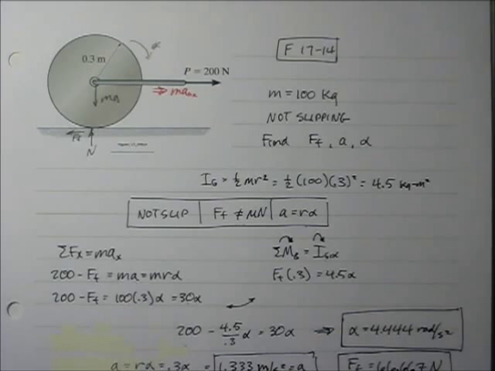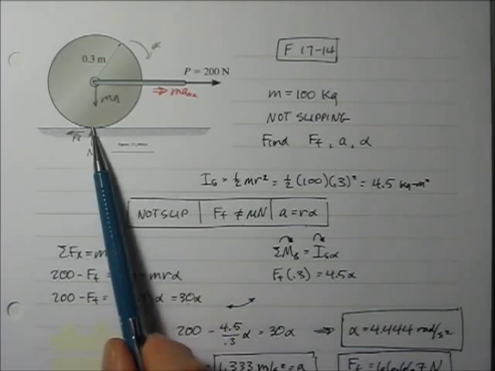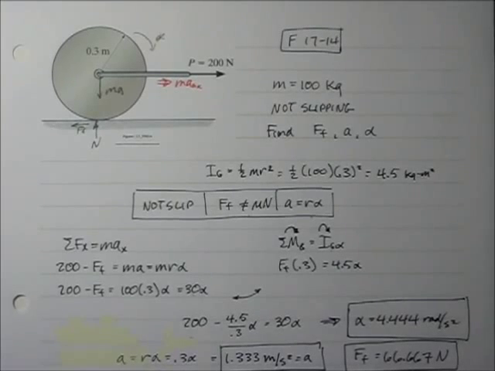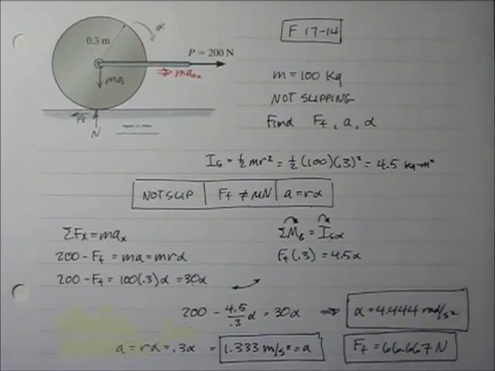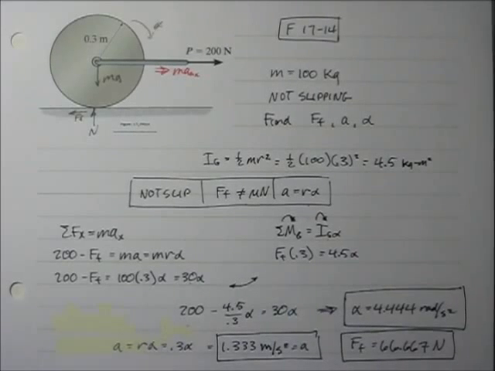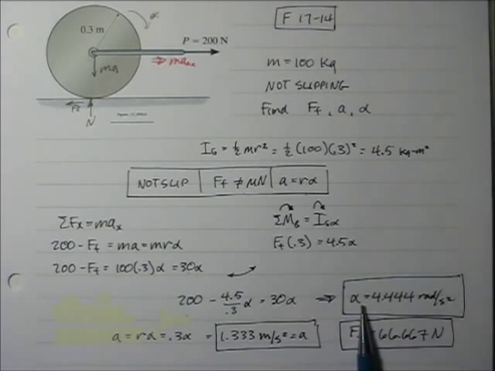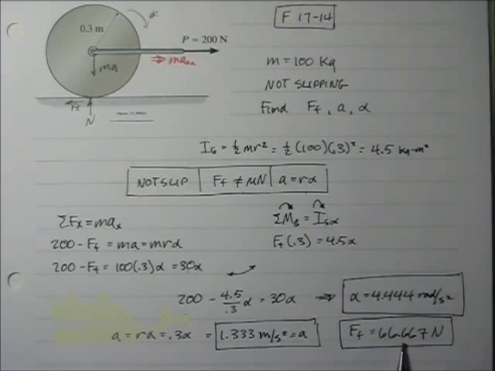Our two equations are right there. Sum of the forces in the x is mass times acceleration in the x, and I'm using here the sum of the moments about G as Ig alpha. What you'll find is I will mix them up: sometimes I'll sum moments about G, sometimes I'll sum moments about A. You may find one works a little better for your circumstance depending on how you approach the problem. But what we'll find here is a two equations, two unknowns situation, and we'll find A is equal to 4.44, force of friction is equal to 66.67, and then you find A is equal to R alpha, and alpha is equal to 1.33.